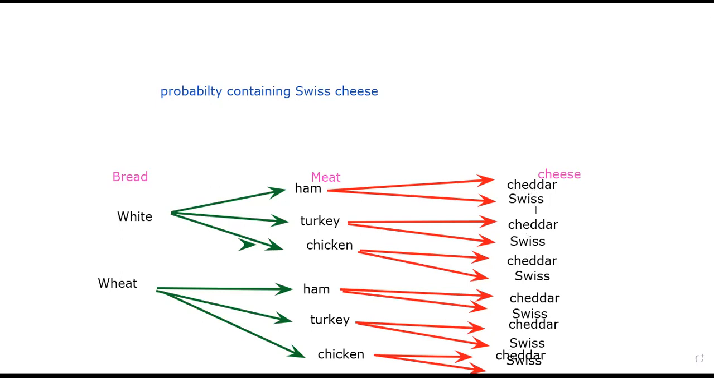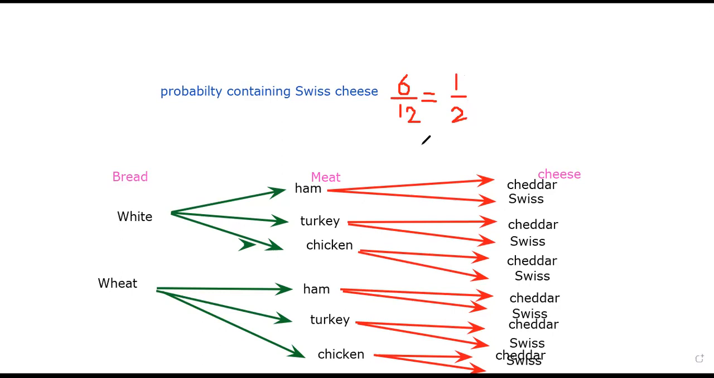Then how many times did we find Swiss in this question? We found 6: 1, 2, 3, 4, 5, 6. So the answer will be 6 out of 12. In simple form, it will be 1 over 2. Very good.